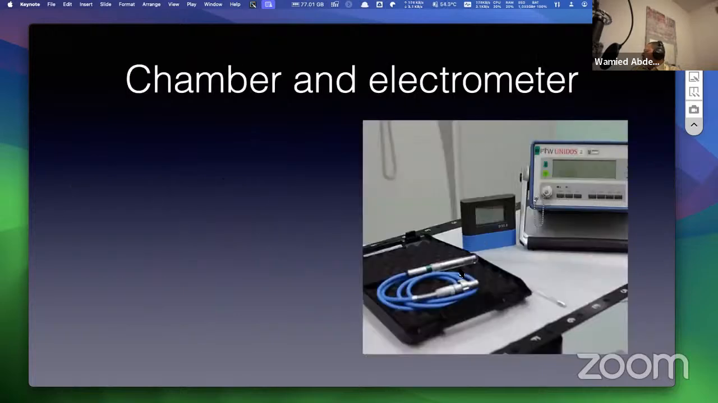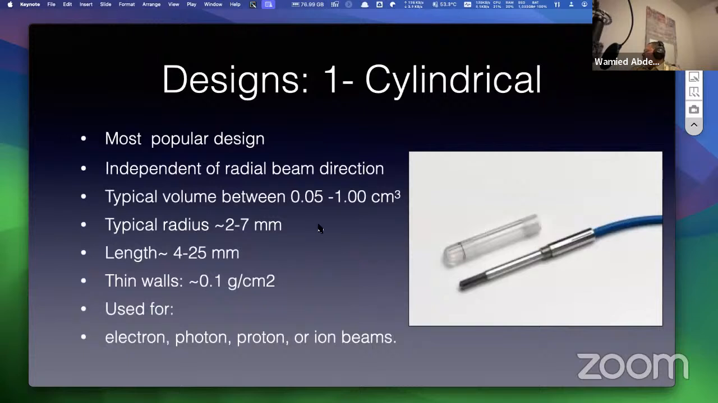So chamber and electrometer, of course, you all know this image. Okay, so this is the dosimetry system. And here we have a temperature and pressure. Because these types of chambers are open, they're affected by the environment. So for different designs, for example, we typically have a cylindrical chamber. This is probably the most popular design for chambers, independent of radial beam direction.